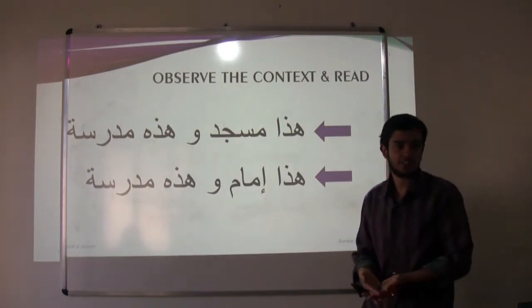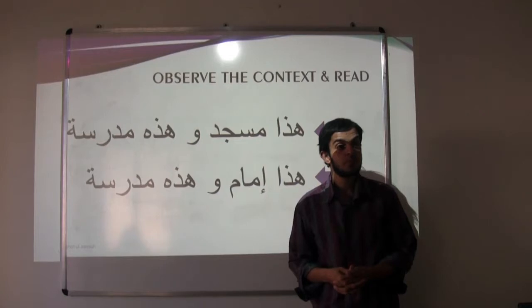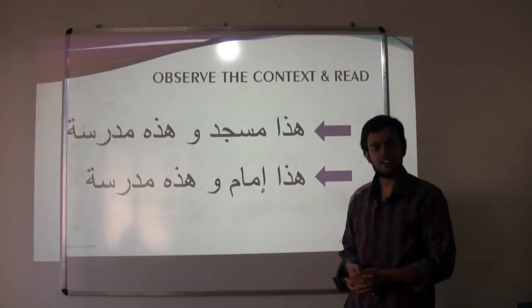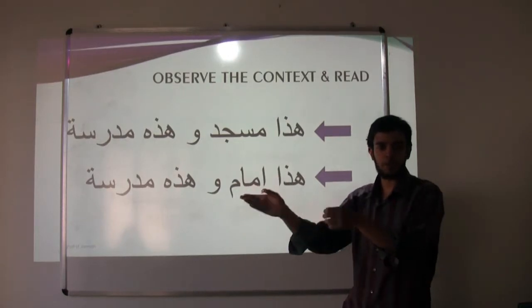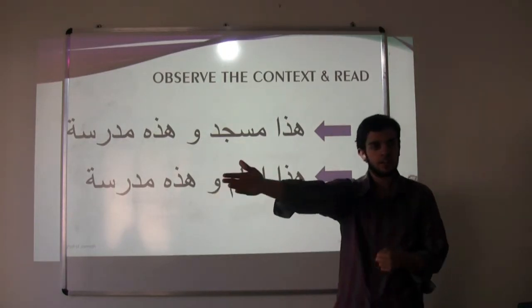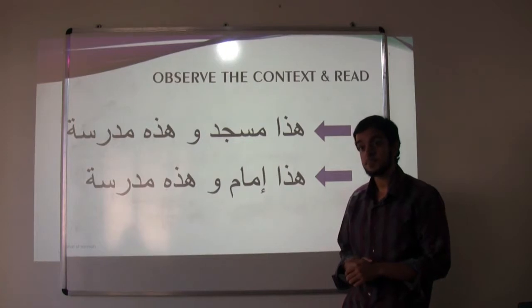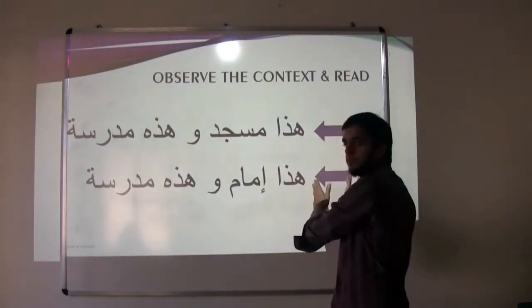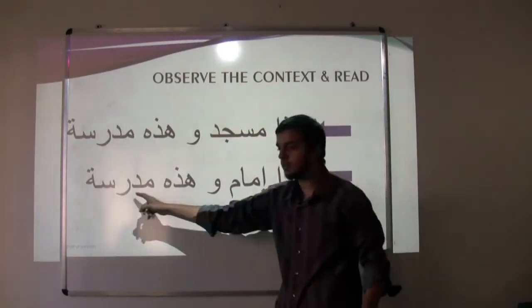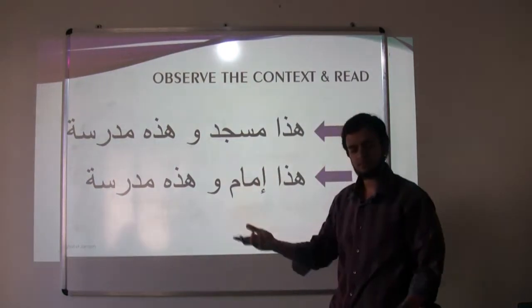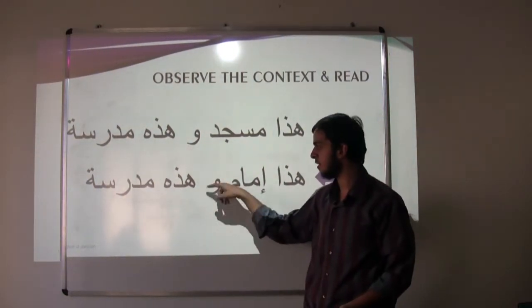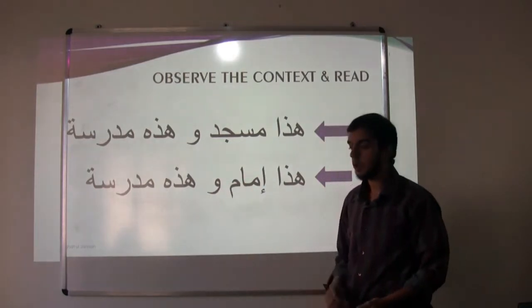So here we say he is imam and she is teacher. Hada imamun wa hadihi mudarrisatun, pointing to two people. Or can you say it like this is a imam and this is a teacher? Yes, just put hadihi before. Hadihi mudarrisatun wa hada imamun. Simple. Just interchange it. That's it. Simple as that.